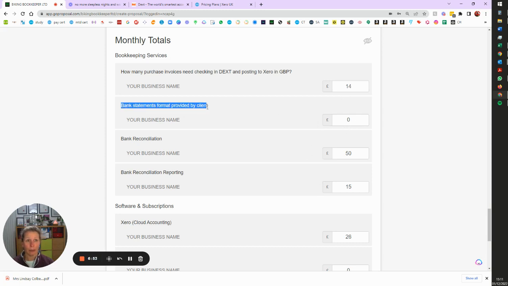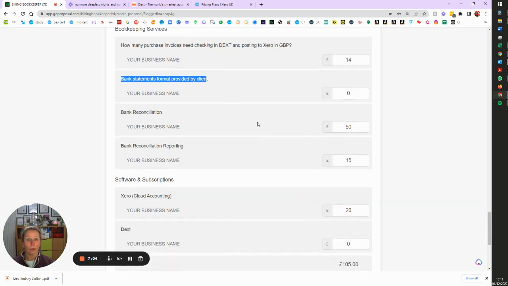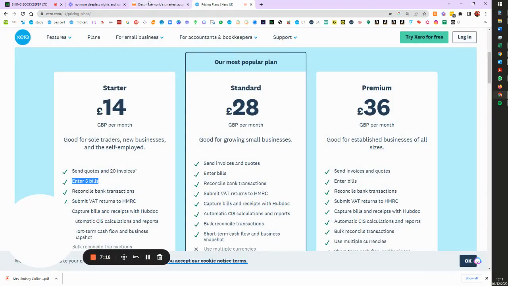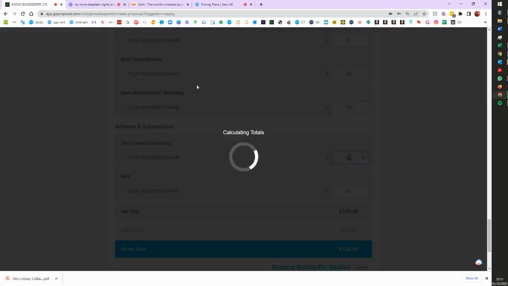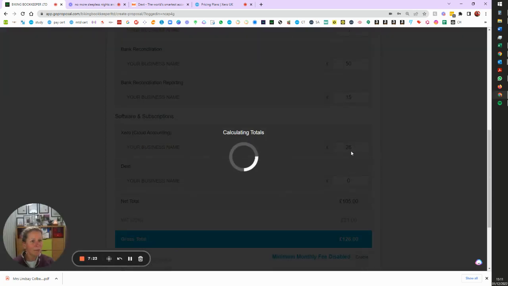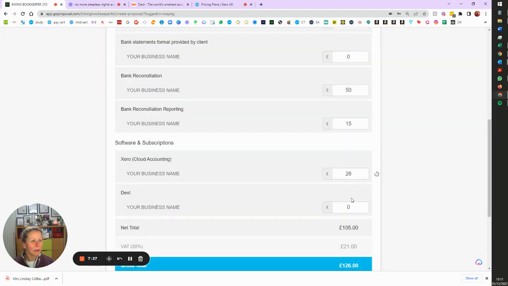Because the client is happy to provide bank feeds, we're not going to charge for anything, because there's no additional work. We don't need to import, export, upload, or convert. We don't need to convert PDF to CSV. There's no work required from us, just once a quarter, updating logins. Xero, if I'm not mistaken, is now costing £28. I do apologize, I should have changed that. So that's £28 for Xero.